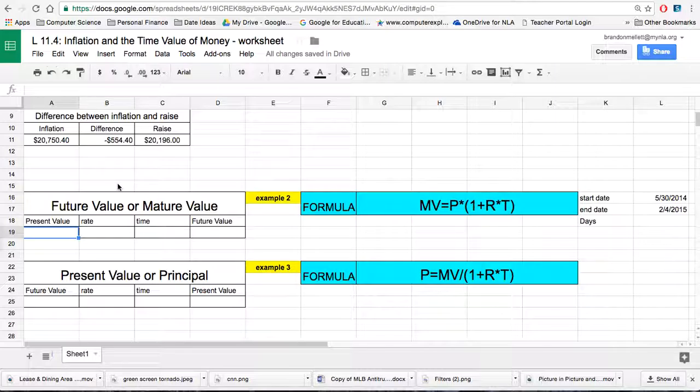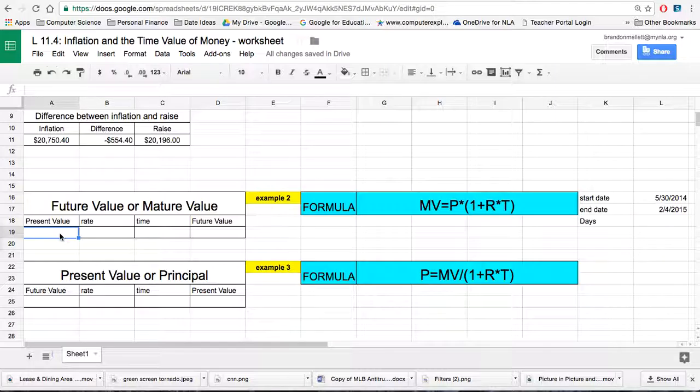And then we have something called present value or principal, same thing. Here's the formula to find that one. So in this example too, if you look on page 427 at the bottom, it says that Joanne loans her inheritance of $28,500 to her aunt for 9 1/4% simple interest on May 30th. Find the future value of this amount on February 4th of the following year.